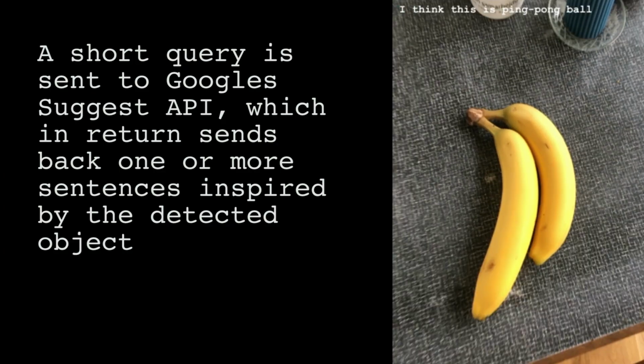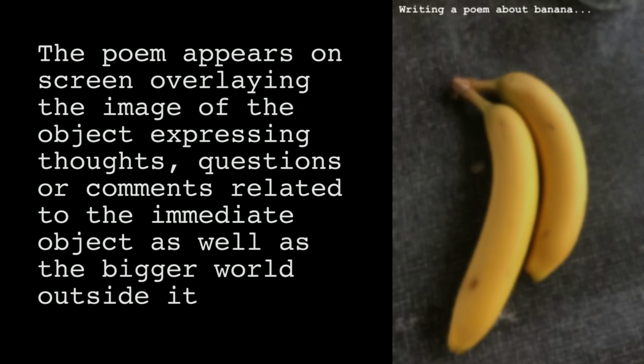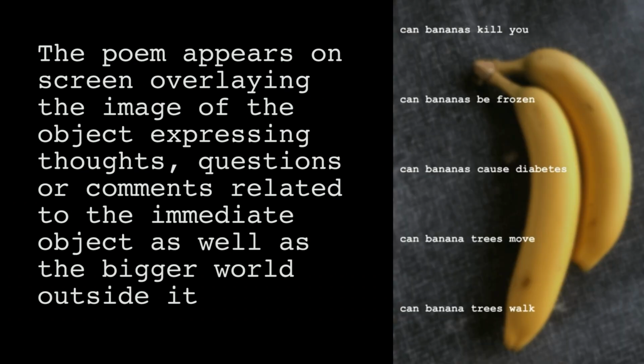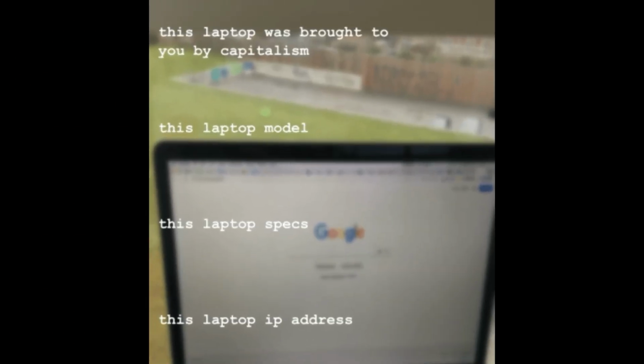And you know it from when you try to search for something in a search engine, then it'll try to guess what it is you're searching for before you even clicked enter. And those search suggestions are sometimes quite poetic in a way. They have a nice rhyme. Can bananas kill you? Can they be frozen? Can they cause diabetes? So it's a bit of a poem. Sometimes it's just one sentence that's sort of interesting.